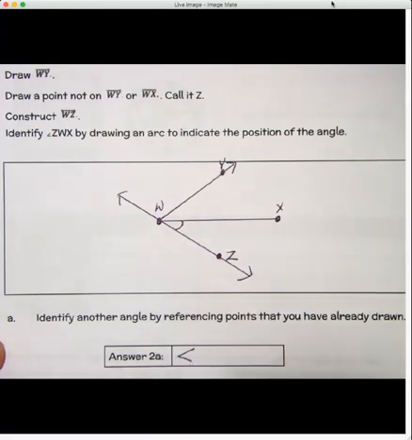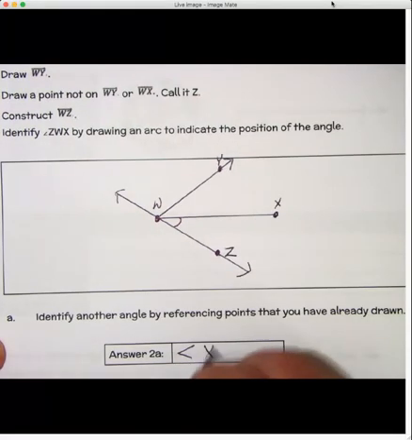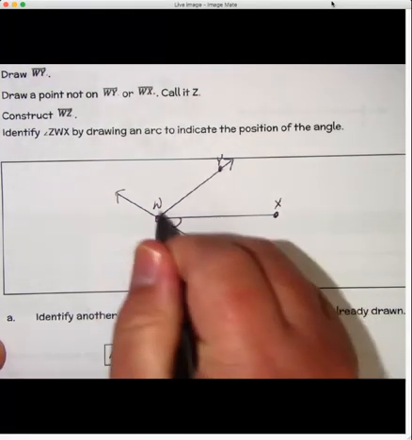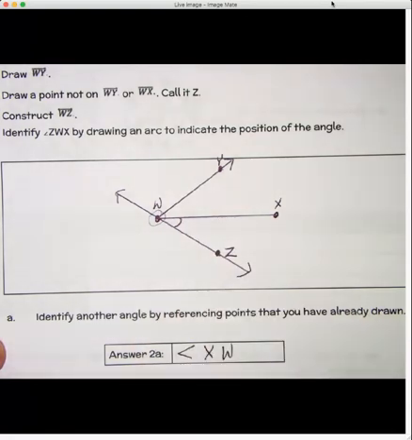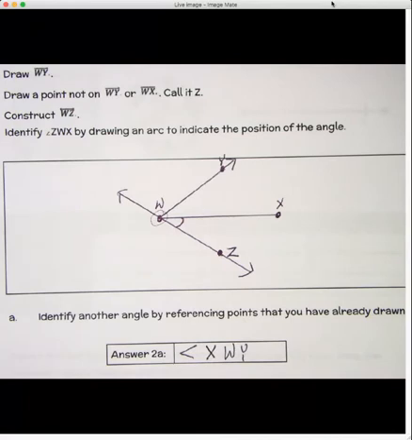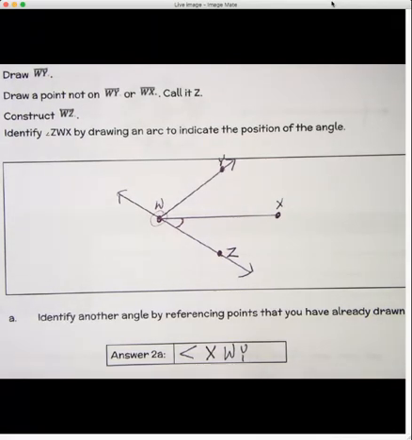So we'll name it angle X, W has to be in the middle because that's the vertex. That's the corner of the angle. XWY. See how fun this is? Isn't that better than division and multiplication?